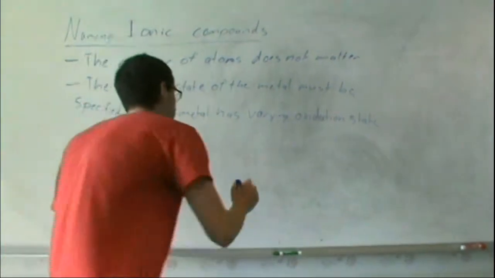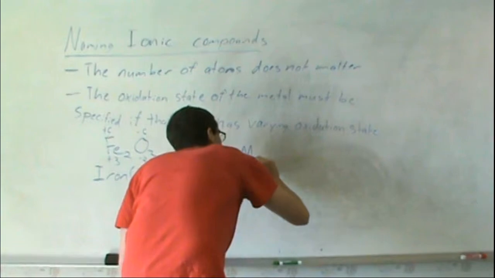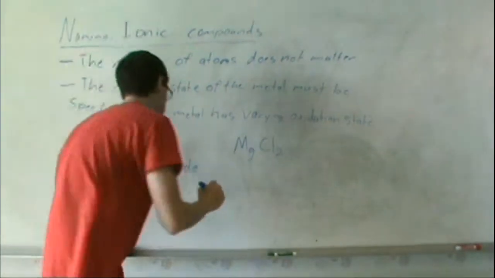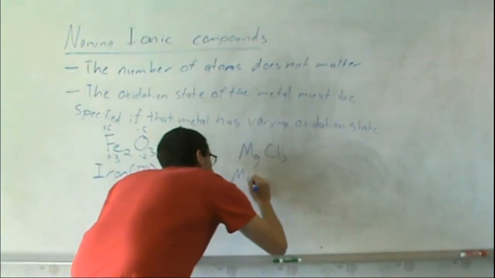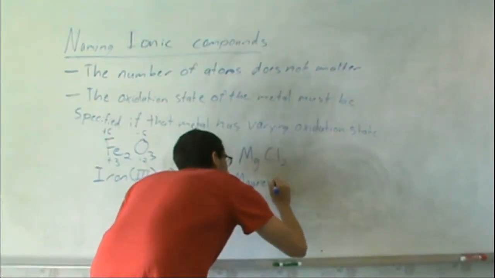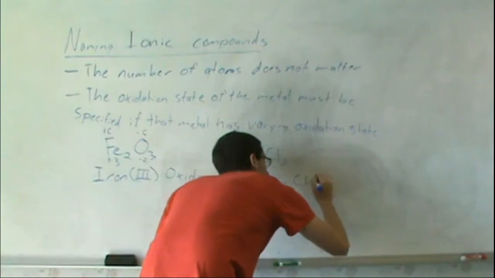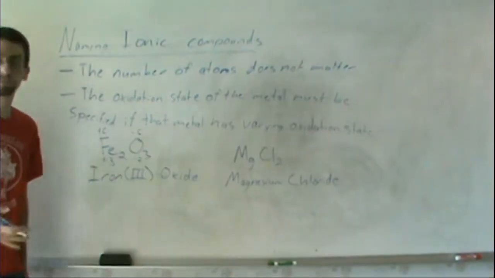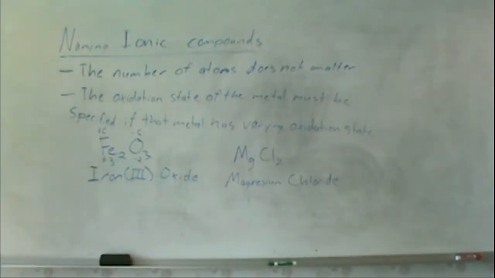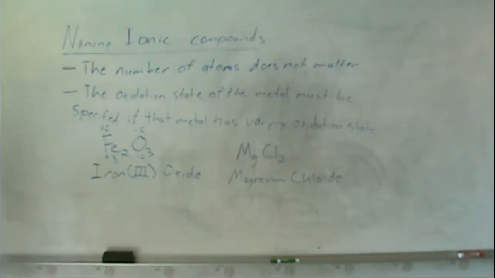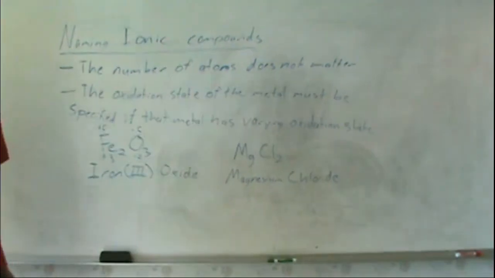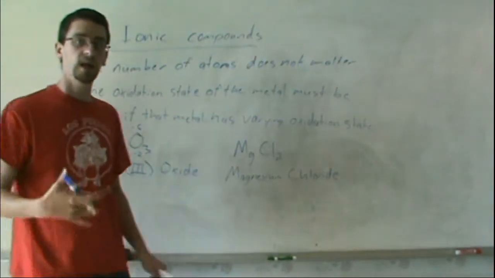On the other hand, if you were to look at, let's say, one of the alkaline earth metals, let's look at magnesium chloride. Now, why doesn't that have a number? Well, magnesium can only accommodate an oxidation state of +2. So we don't have to worry about adding the Roman numerals because it only has one oxidation state available to it.